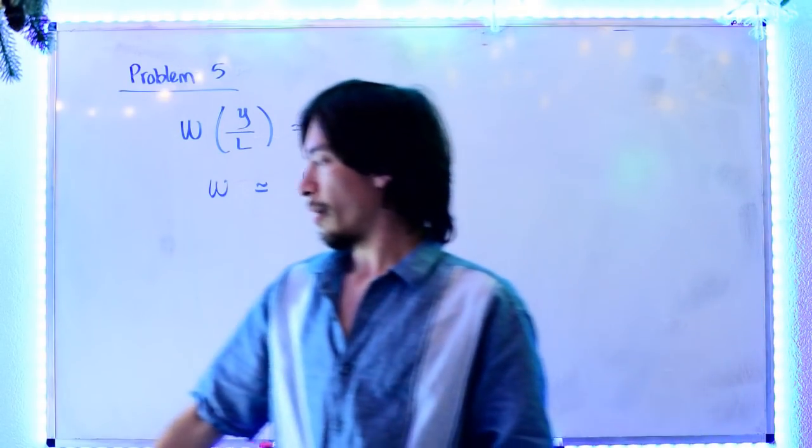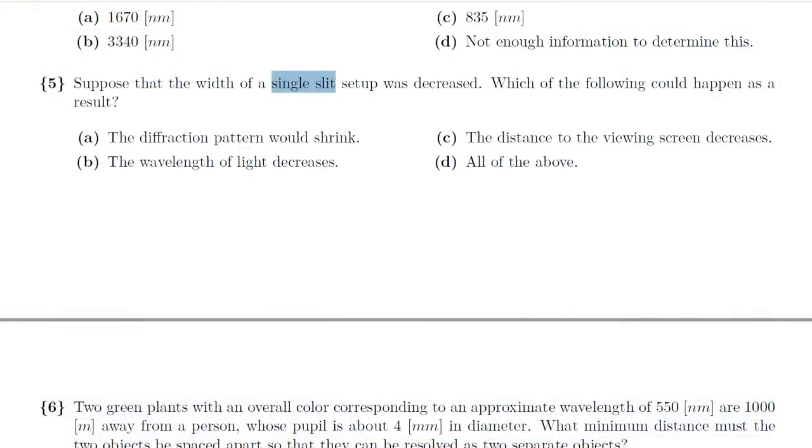So really, the answer is not B, the wavelength of light decreases. And the answer is not C, the distance to the viewing screen decreases. Those things are constant in the problem. They do not change just because I'm changing the width of the slit, which is actually why I threw in the answer all of the above, because I figured you might use the equation a little too much to look into that. Those things are fixed in the problem. They never change as a result of changing your slit width.